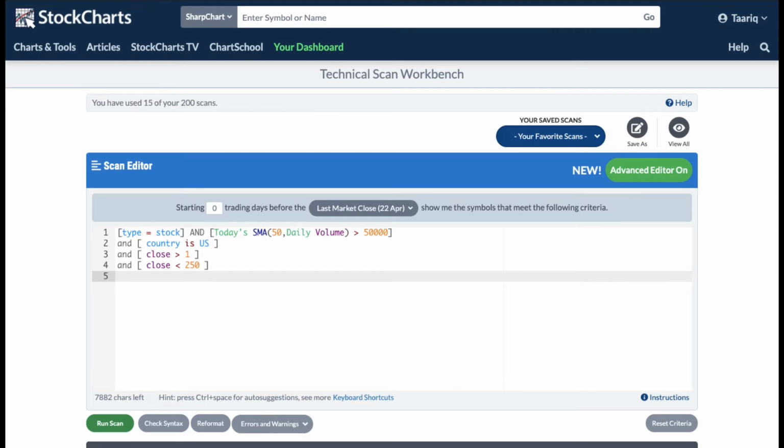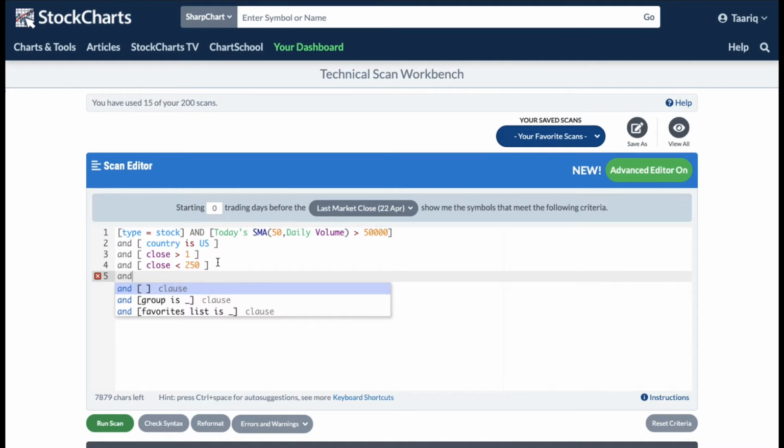All right, so now let's jump into this particular scan and how we write this out. We already set up the volume. We already set that the type is going to be a stock. The first thing that we want to set up now is the volume. So we want today's volume to be greater than or equal to the average volume over a 50-day period times 50%.